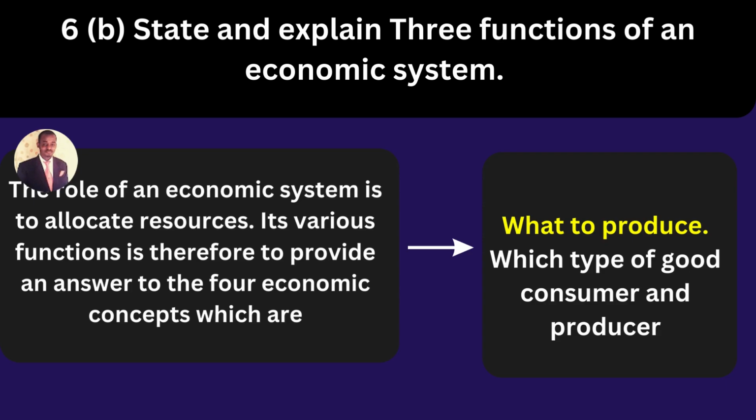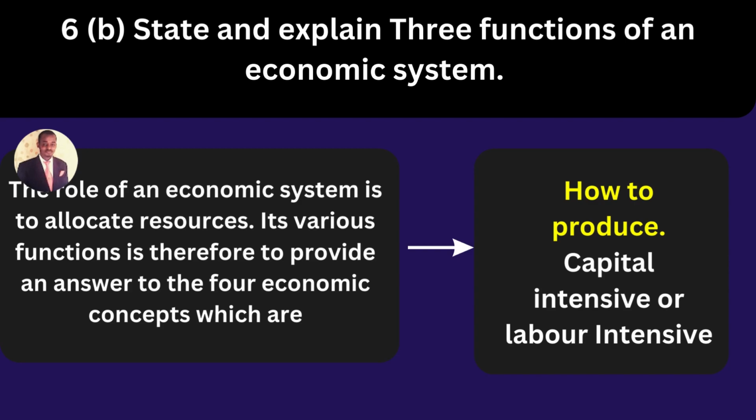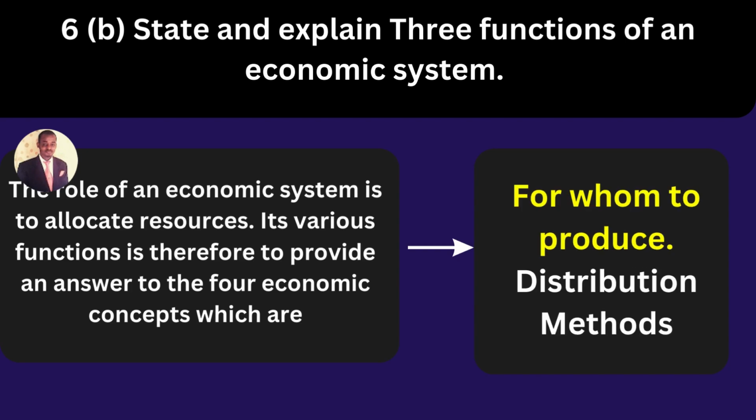It says state and explain three functions of an economic system. The role of an economic system is to allocate resources. Its various functions are therefore to provide an answer to the four economic questions. First, what to produce: which type of good consumers and producers want. The next one is where to produce, that is the region or the economy. The next one is how to produce, that means capital intensive or labor intensive. The next one is for whom to produce, that has to do with distribution methods.